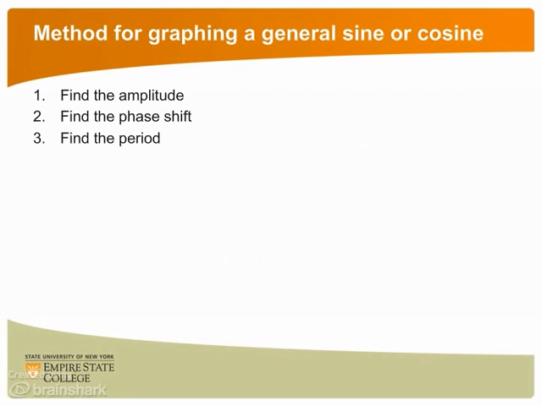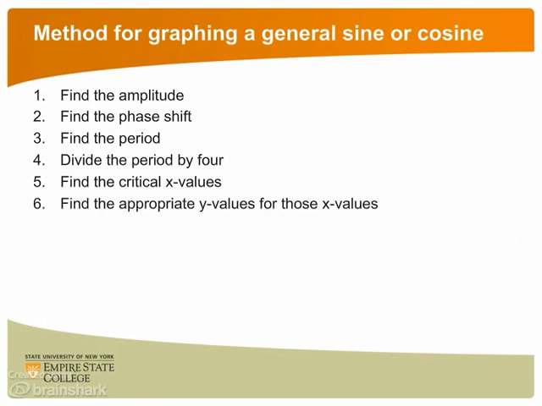Find the period. Now we know how far in the x direction we need to travel before our graph completes its full cycle. Divide the period by 4, which suggests how we will label the x-axis. Find 5 critical x values. We will discuss exactly what this means soon. Find the y values for those critical x values. These values depend on which function we are graphing, but follow nice patterns, as we will see shortly.